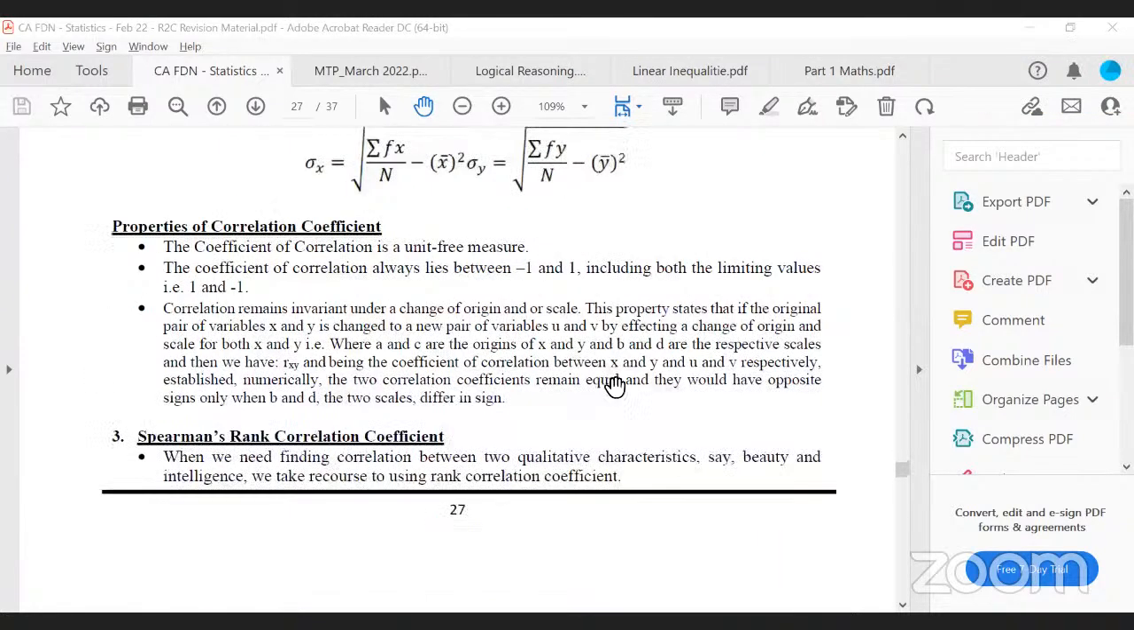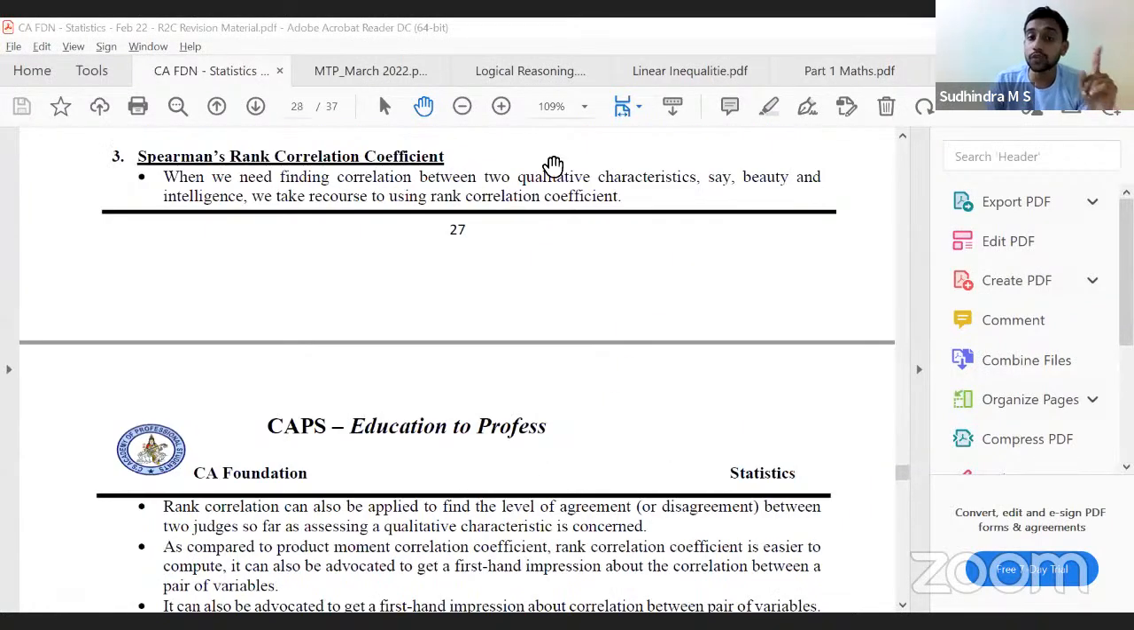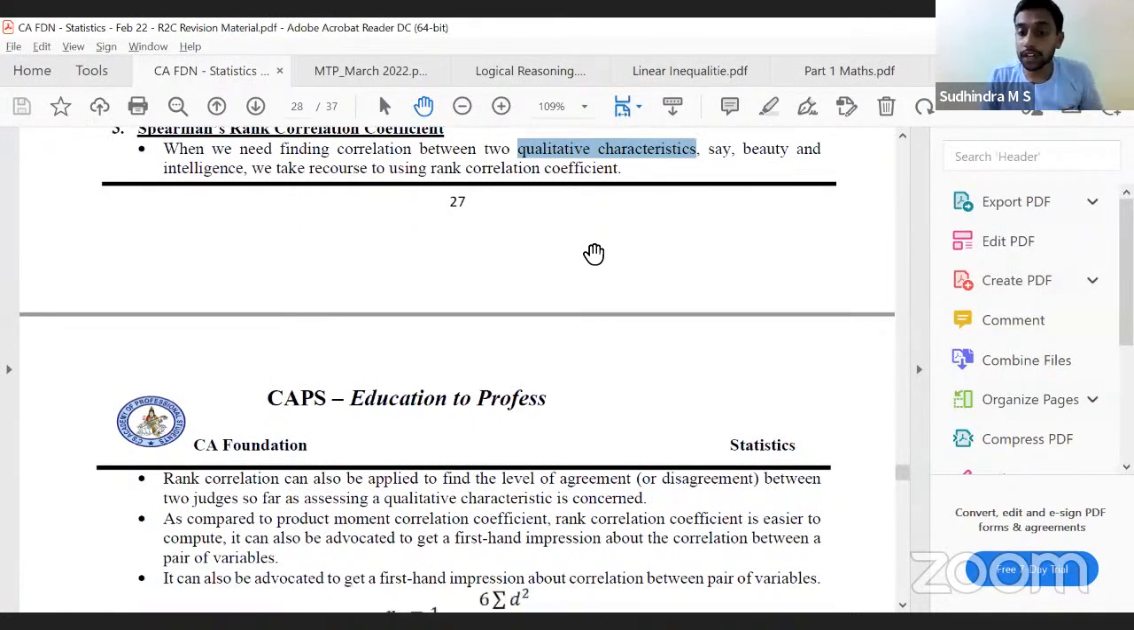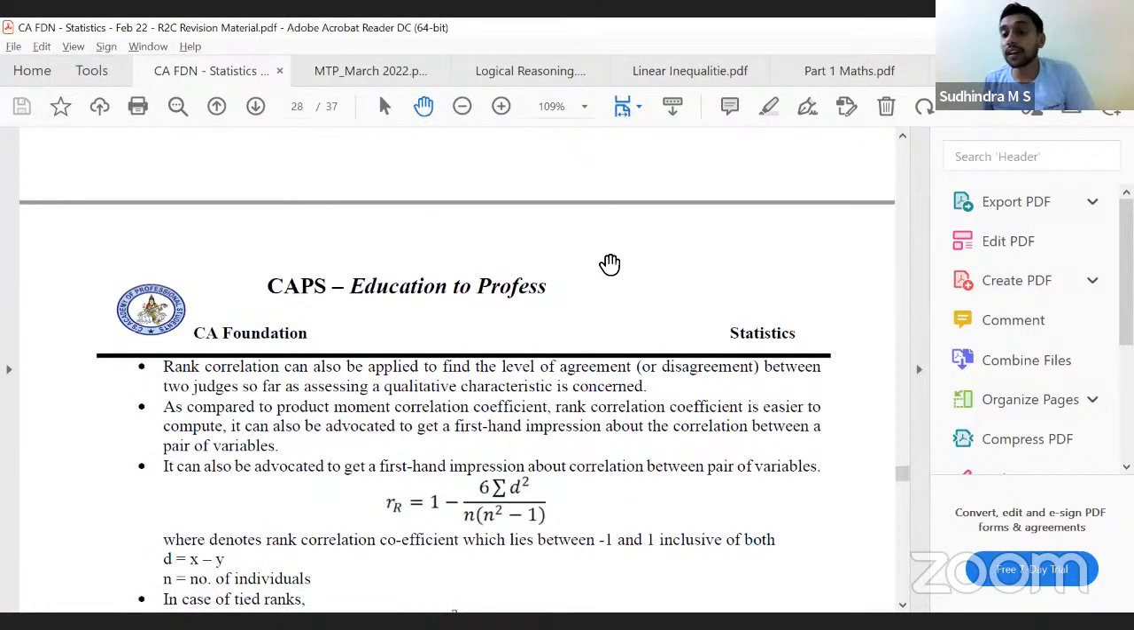Yes. Next one. Spearman's rank correlation coefficient. Where do we use this? We use this for qualitative characteristics prominently. However, it can also be used for quantitative data as well. What do we do here? We assign ranks to the values of X and Y, and then calculate the difference between the ranks. Rank correlation can also be applied to the level of agreement between two judges.